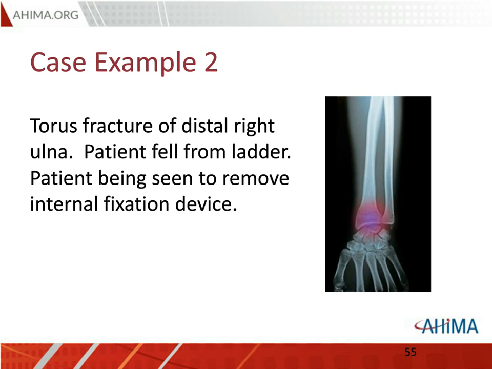The second example, we have a fracture of the distal right ulna. The patient fell from a ladder, and the patient's being seen now to remove an internal fixation device. So what 7th character are we going to pick here for the removal of an internal fixation device? That was one of the examples for subsequent. So our 7th character is going to be a D. For the fracture, S52.621, and then D, and then the fall from a ladder is W11.XXX and D. So once again, we use those filler X's to make that a 7th character code.